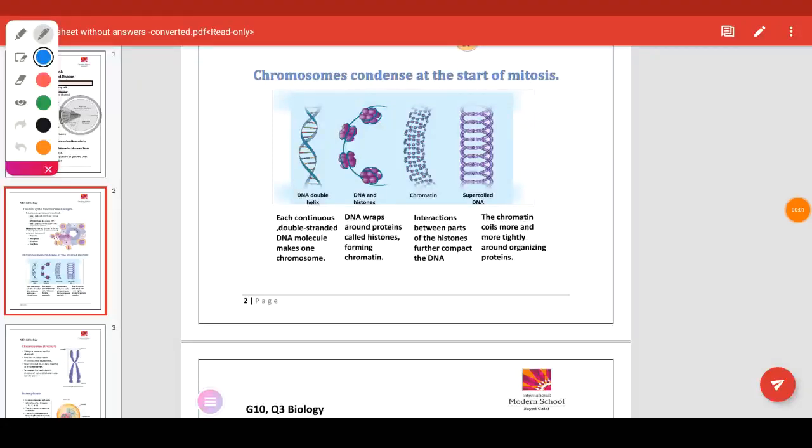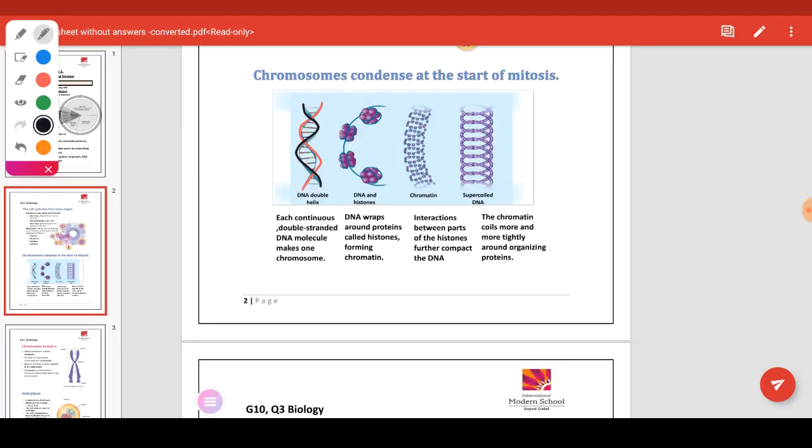Hello, Grade 10. Now we will talk about the chromosome structure. We finished talking about the cell cycle in the last video. Let's start now with the chromosome. The chromosome condenses at the start of mitosis. Here you can see the double helix of the chromosome.